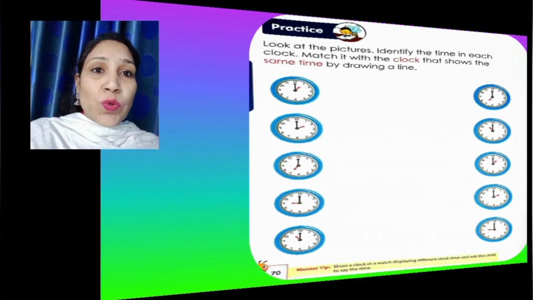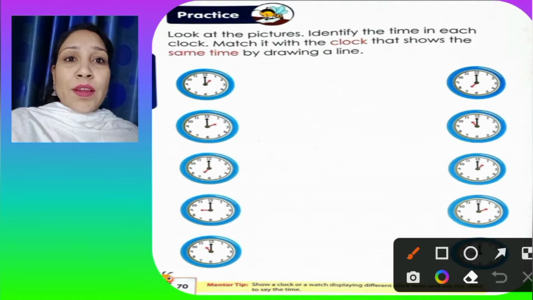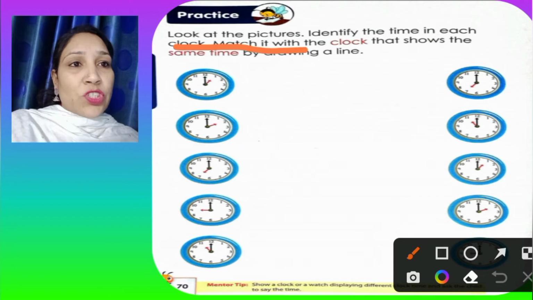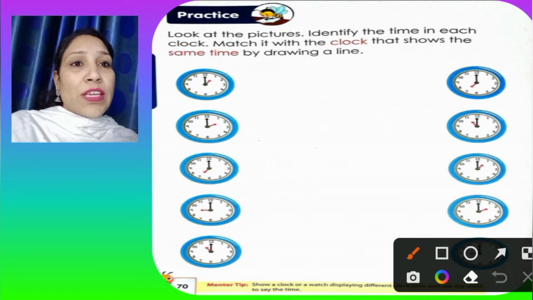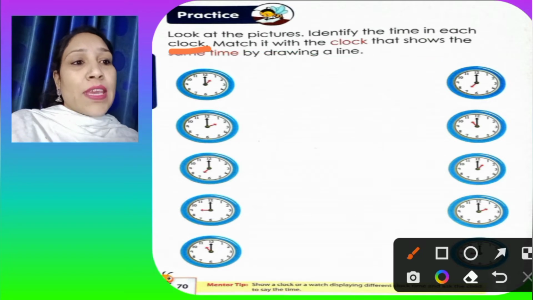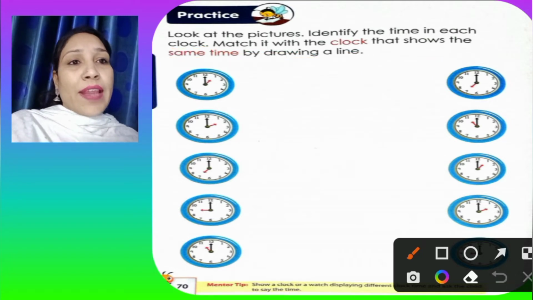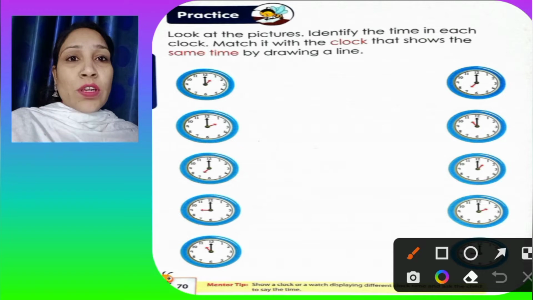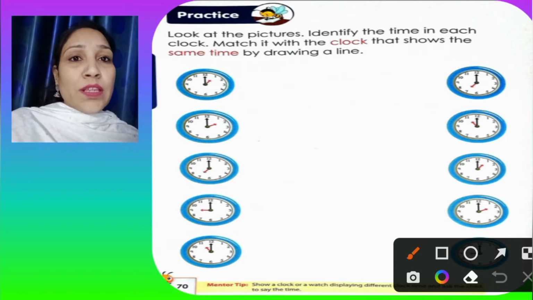Now we will do page number 70. Read the heading. Look at the pictures. Identify the time in each clock. Match it with the clock that shows the same time by drawing a line. Now we will match the clock with the clock that is showing the same time.